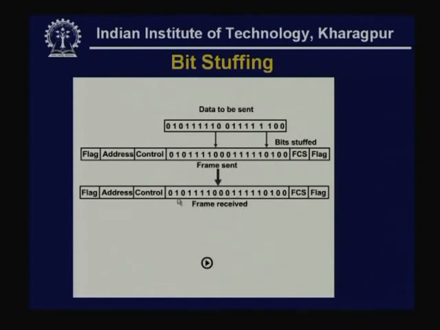At the receiving end, the receiver knows that after each 5 ones there is a 0. So, these zeros are removed to get back the data. The receiver will remove those redundant zeros to get back the data. So, this is how the frame is recovered at the receiving end, and this is how bit stuffing is done for data transparency.